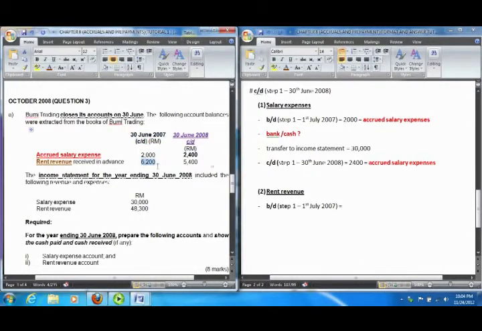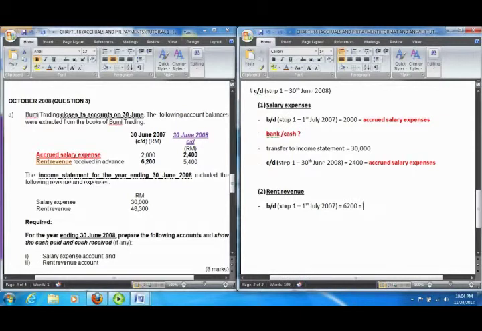Alright, so it means that class, your rent revenue is 6,200 from 30th June 2007. We will carry it down to 2008 as brought down. The amount is 6,200. From where class? From the information given by the question.